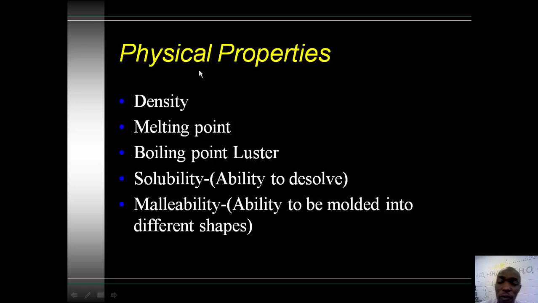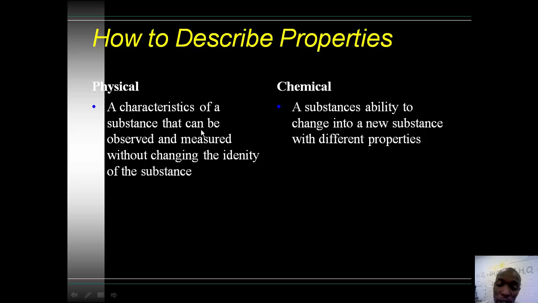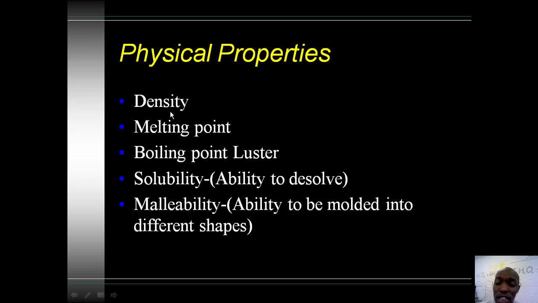Alright, so some physical property examples are density, because you can measure density, and remember our definition: physical properties can be observed and measured without changing the identity. So you can measure density, melting point, boiling point, and you can see luster. Luster is the shiny or dull look that an object has. Solubility is the ability to dissolve in a substance, and malleability is the ability to be molded into different shapes. Basically, if you're using your senses, your sight, hearing, smell, taste, all those things fall under a physical property.